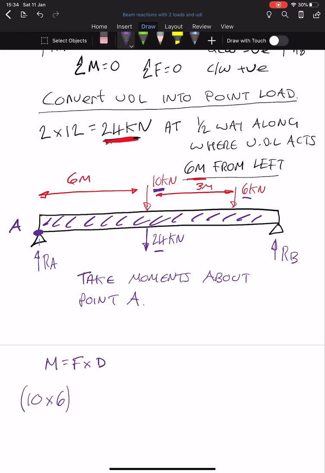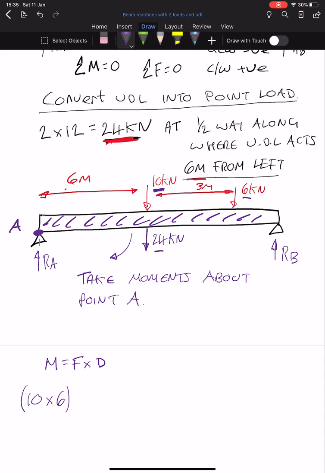There's my 10, there's my 6. Excuse me. It's going clockwise. It's trying to go like that. It's trying to go clockwise, so it's positive. So I'll leave it as a positive number.